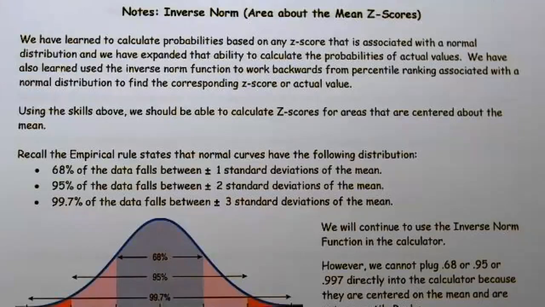Okay, so far we've been working with the inverse norm function, and we know we use the inverse norm function if they give you an area, percent, or probability. And we've either worked with it coming from negative infinity or coming from positive infinity. What if it's centered about the mean?